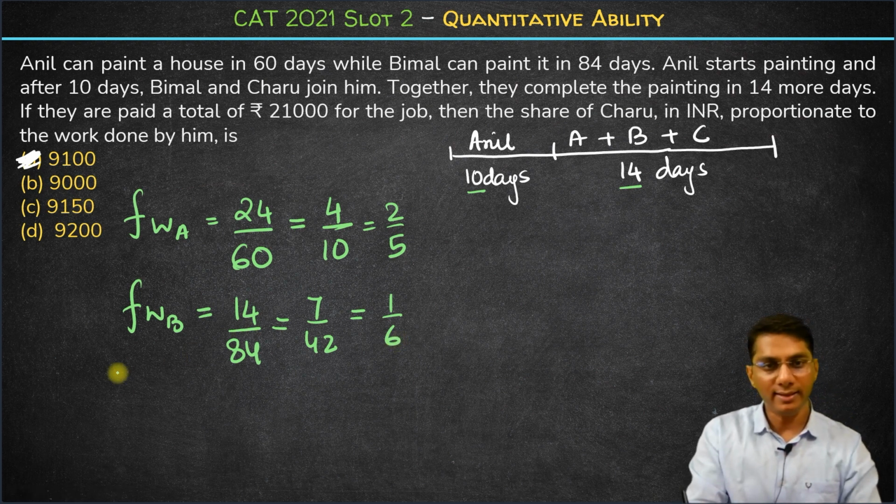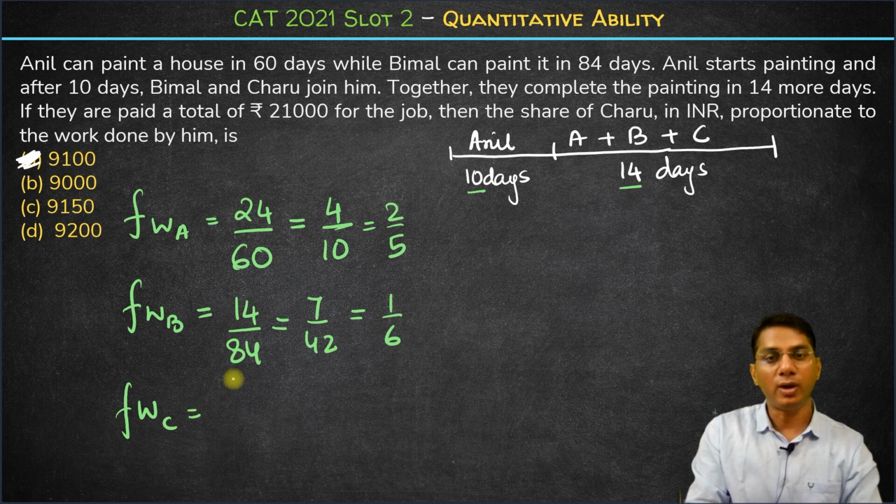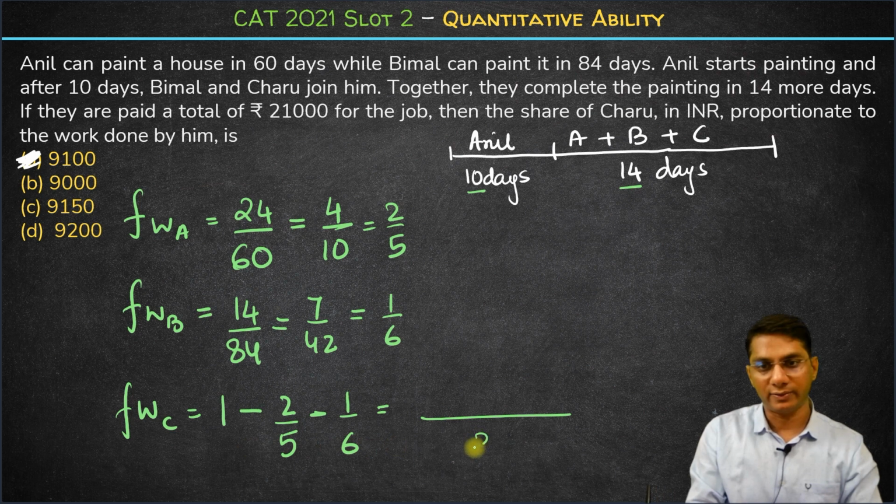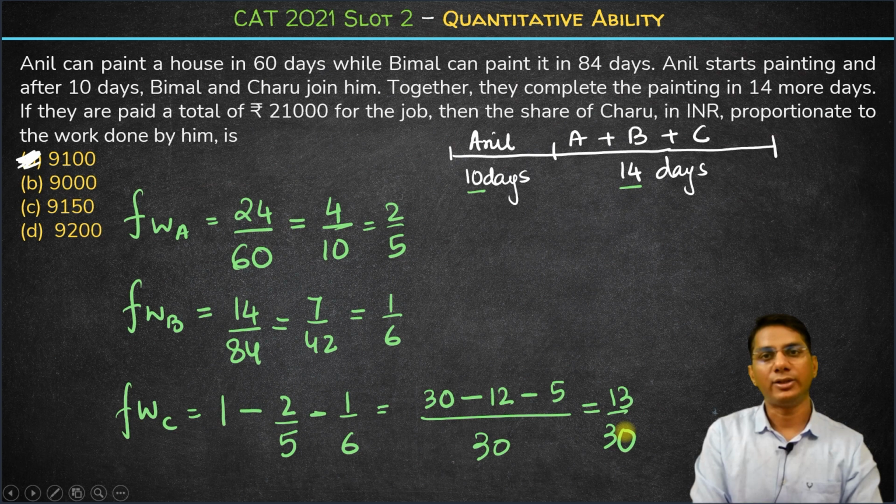Okay. Hence the fraction of work done by Charu will be what? Total work is 1 minus the fraction done by Anil minus the fraction done by Bimal. The LCM of 5 and 6 will be 30. So this becomes 30 minus 6 into 2, which is 12. 30 by 5 is 6, so 6 into 2 is 12, minus 30 by 6 is 5, so 1 into 5 is 5. This comes out to be 30 minus 17, which is 13 by 30. So the fraction of work done by Charu is 13 by 30.